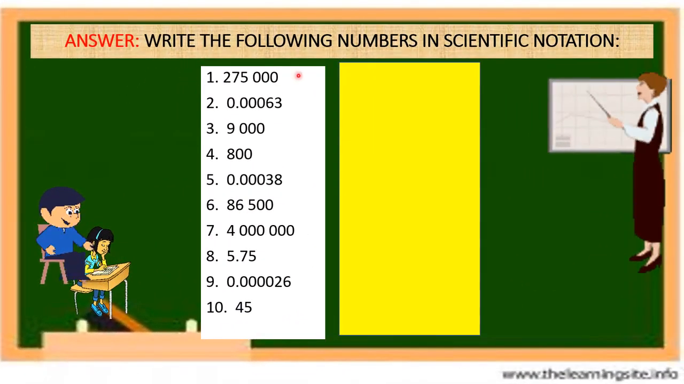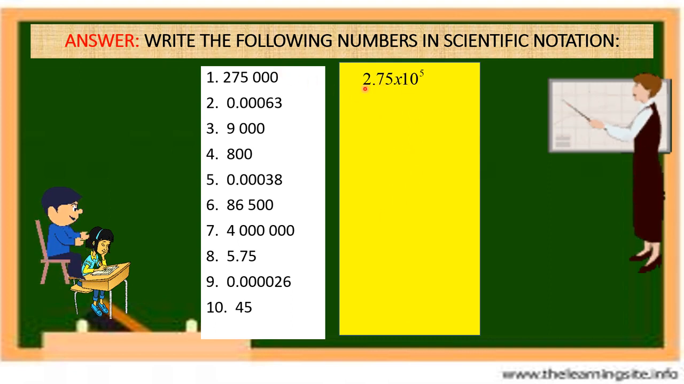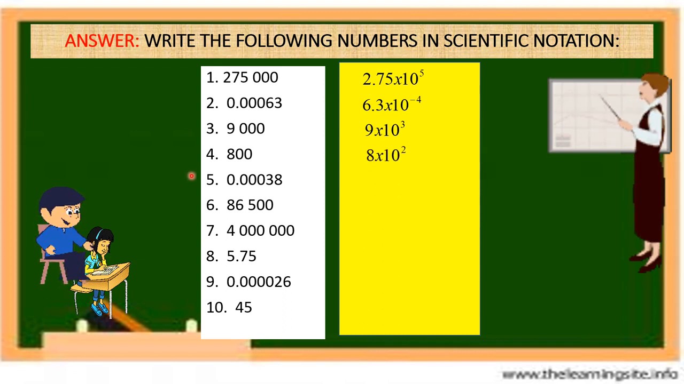Now, to write the following numbers in scientific notation. Number 1 is 0.75 times 10 raised to the power. Number 2, 6.3 times 10 raised to negative 4. Number 3, 9 times 10 cubed. Number 4, 8 times 10 squared. Number 5, 3.8 times 10 raised to negative 4.